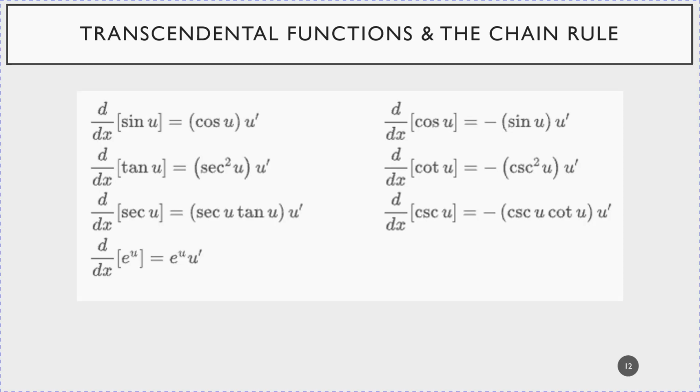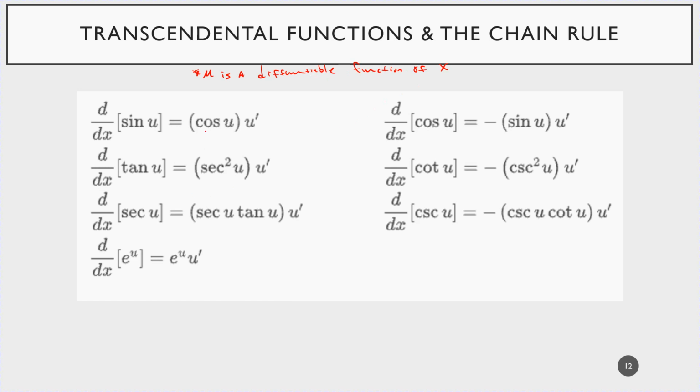Now let's start talking about derivatives of transcendental functions in the chain rule. For this, we want to focus on the 6 trigonometric functions: sine, tangent, secant, cosine, cotangent, and cosecant. I'll just start with sine of u, where u is a differentiable function of x.